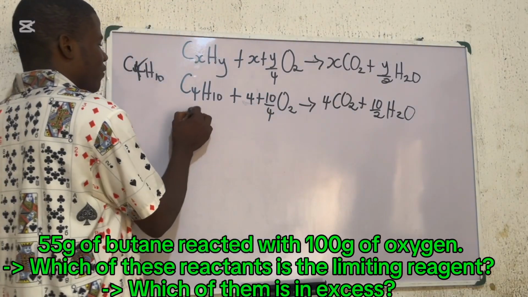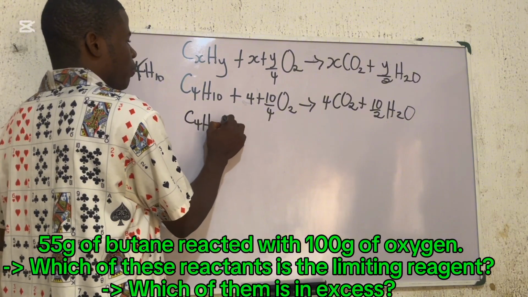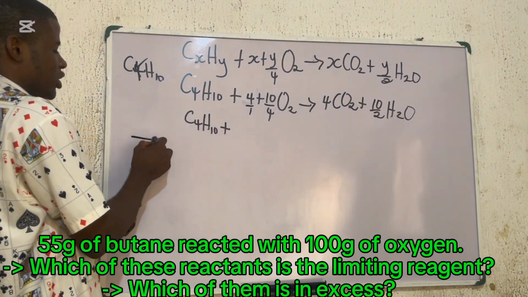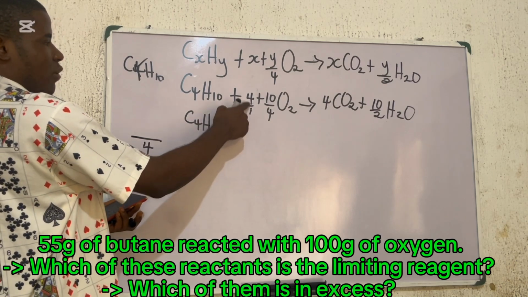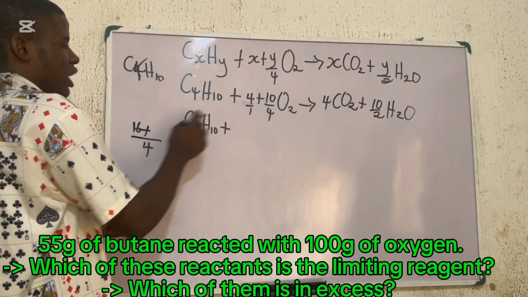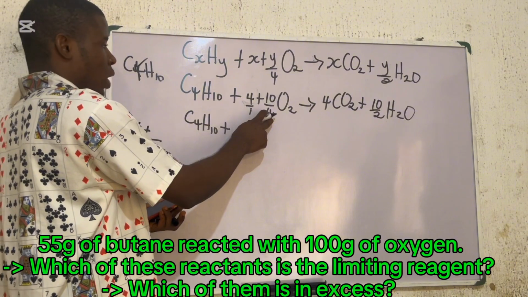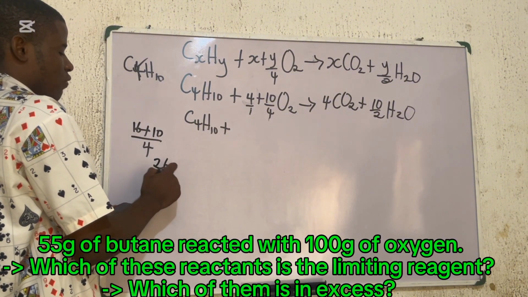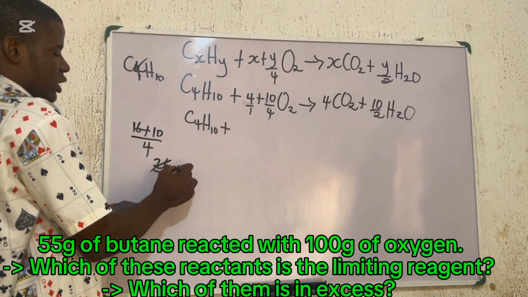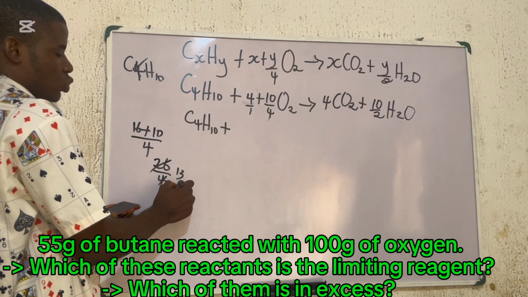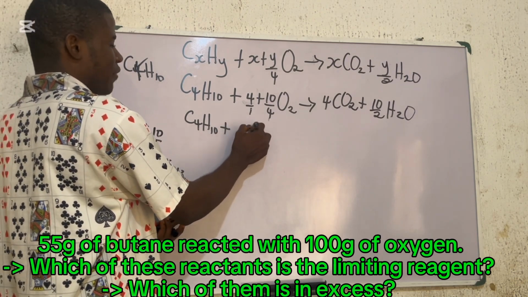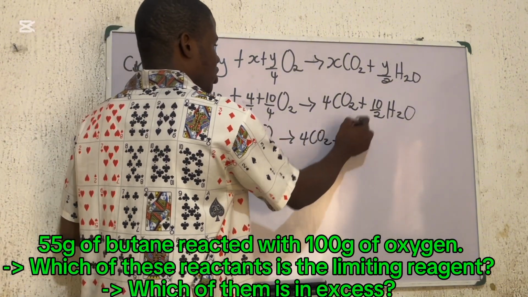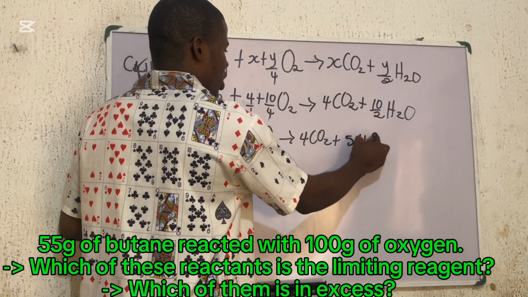Does it make sense? So we have C4H10 plus, now we have 4 over 1 plus 10 over 4. The LCM is 4. 4 divided by 1 is 4. 4 times 4, 16. Plus 4 divided by 4 is what? 1. 1 times 10 is 10. Then 16 plus 10 is what? 26 over 4. 2 divide 26, 13. 2 divide 4 is what? 2. So 26 over 4 is actually 13 over 2. We have 13 over 2 O2 to give us 4CO2 plus 10 divided by 2 will give me 5H2O.